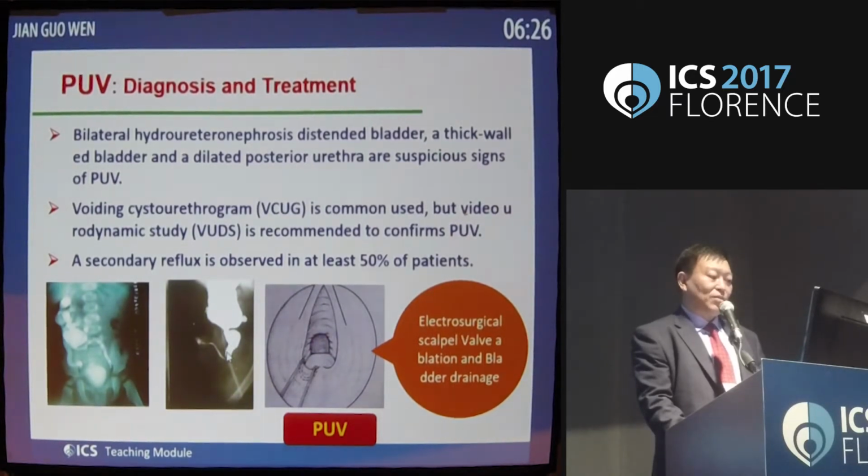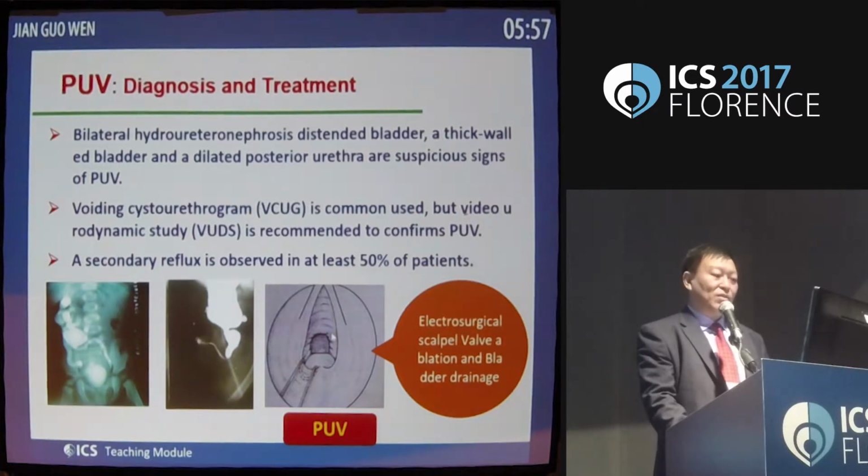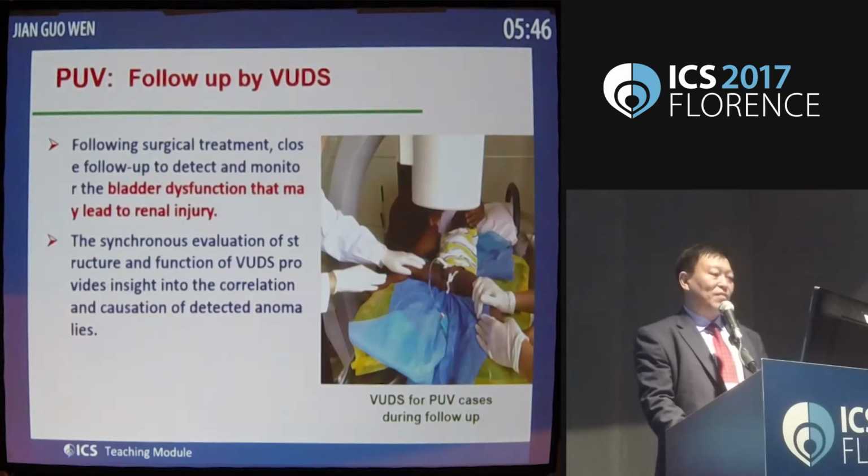Also from this video cystography, you can see the urethral bladder neck is dilated. This is an easy procedure. Most important is that the video urodynamic study should be followed in the patient even after the procedure, because before the procedure, most of the patients already show bladder dysfunction. The detrusor also has underactivity or abnormalities. So the follow-up is most important.